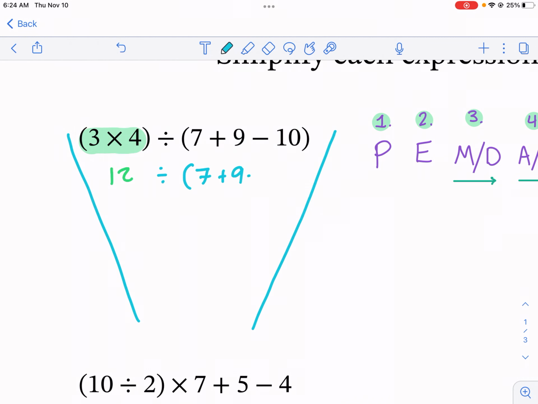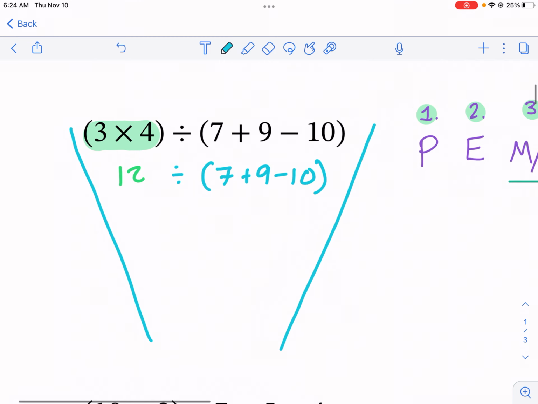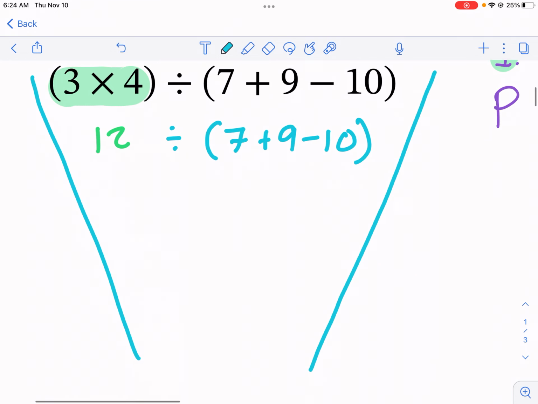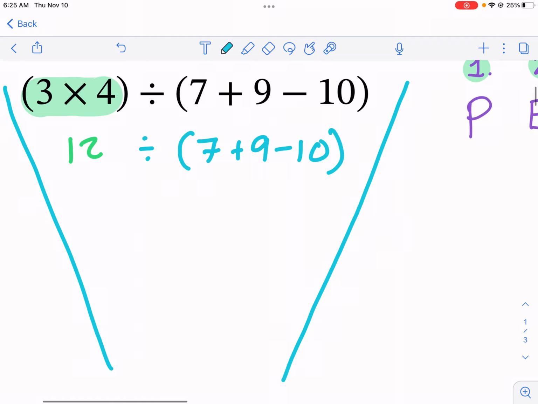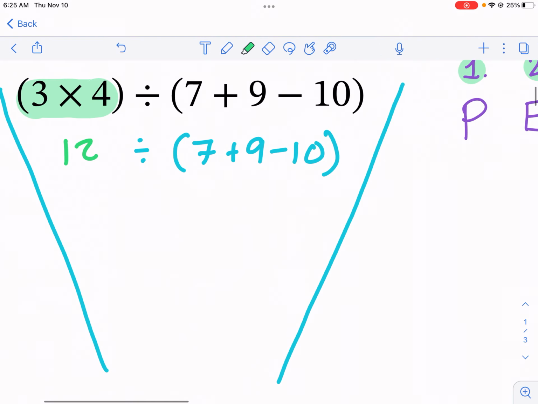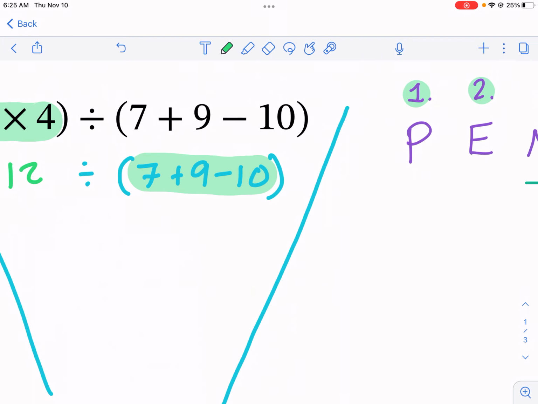This is what I recommend. I cannot recommend this enough to all beginners with mathematics, especially middle school. Really emphasizing just rewriting the problem is really going to save you once you get to higher levels of mathematics. So I have 12 divided by, and I just rewrote the same thing. Well, guess what? I have 12, I have division, but I also have parentheses still, so I need to handle that next. So I'm going to rewrite this, but I'm only going to do the parentheses, what I've highlighted in green.